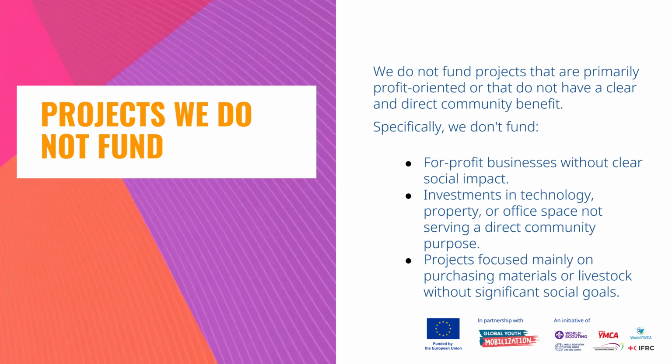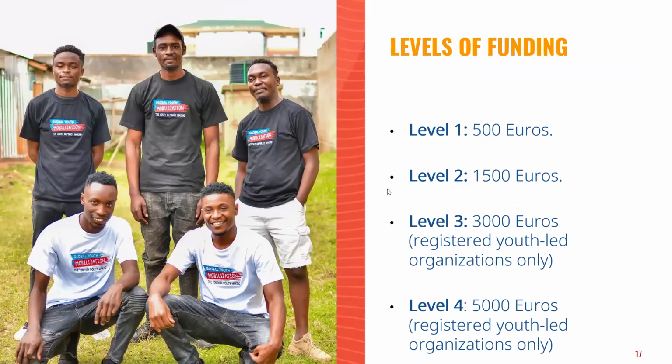Next, let's talk about the different funding levels available. So, we have 4 levels of fixed amount funding. Level 1 of funding is 500 euros. And this level is open to all team types. That means individuals, informal groups, and registered youth-led organizations. So level 1 funding is ideal for smaller projects or testing new ideas.